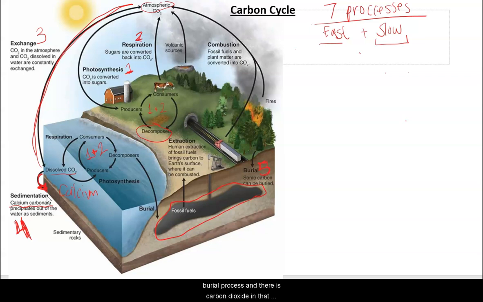And there is carbon dioxide in that because biomass, if you're a dead body, you have some carbon dioxide within you, and if you get buried, that carbon dioxide moves with you. So that's the burial process of the carbon cycle.